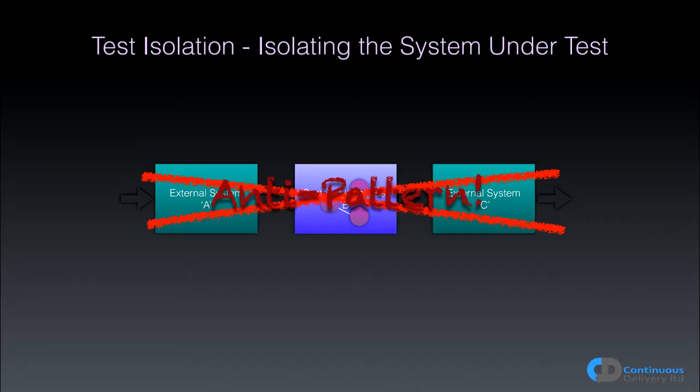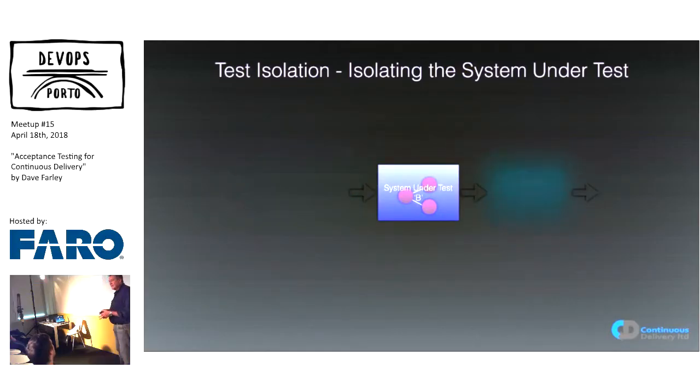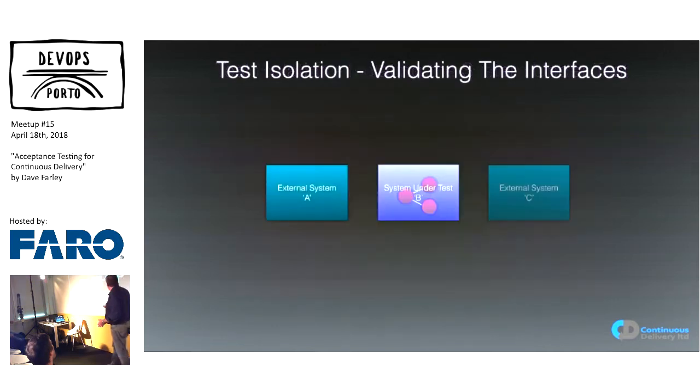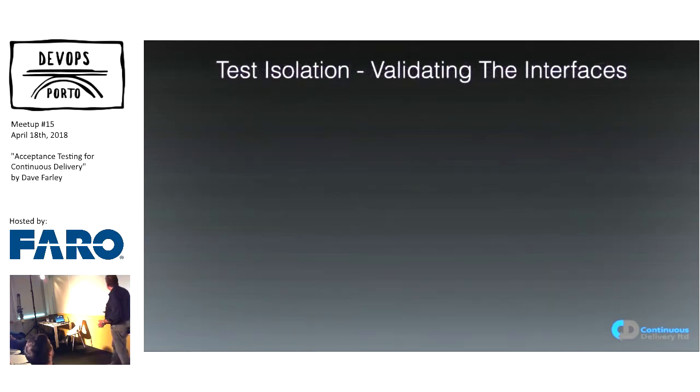This doesn't work. So what we need to do instead is isolate our system. We need to draw a boundary around our system. We say, that's our system, that's what we're testing. And we'd like it, whoops, sorry. Let me just step back.